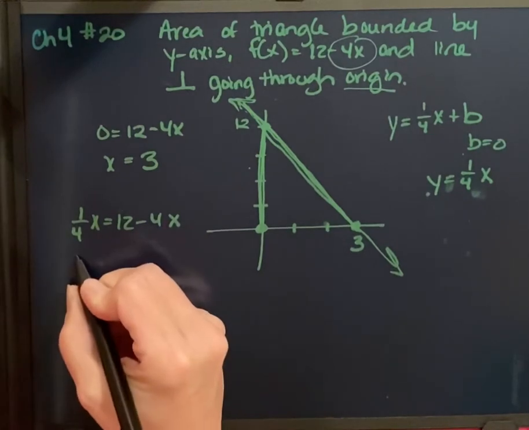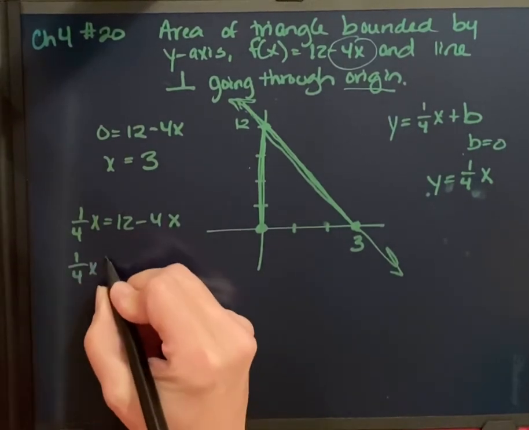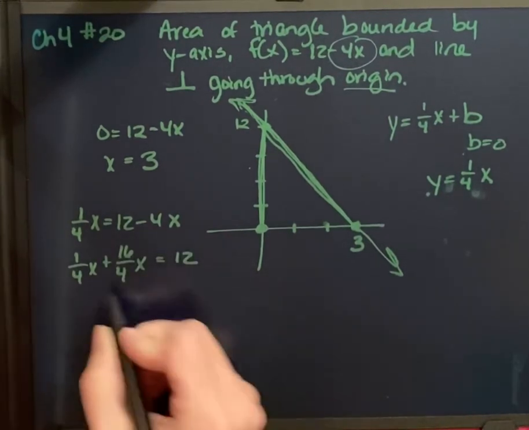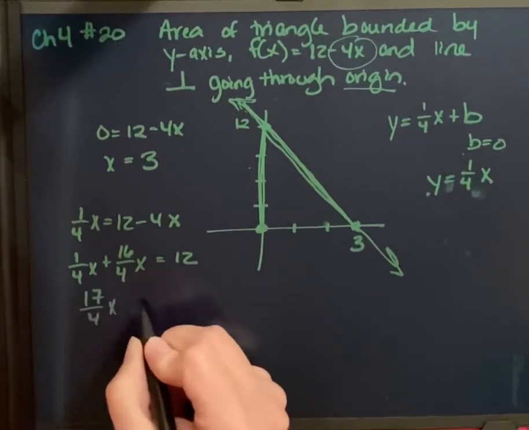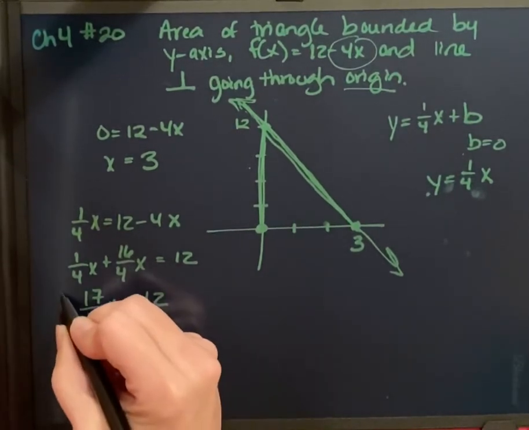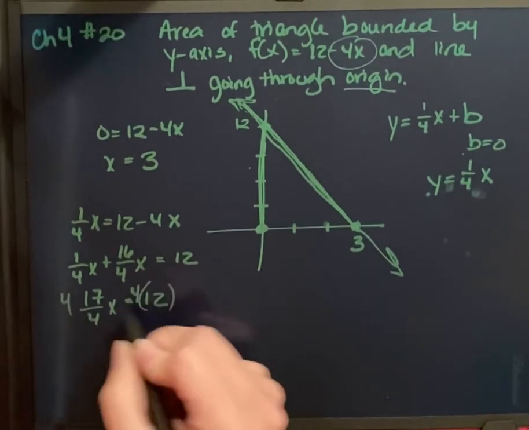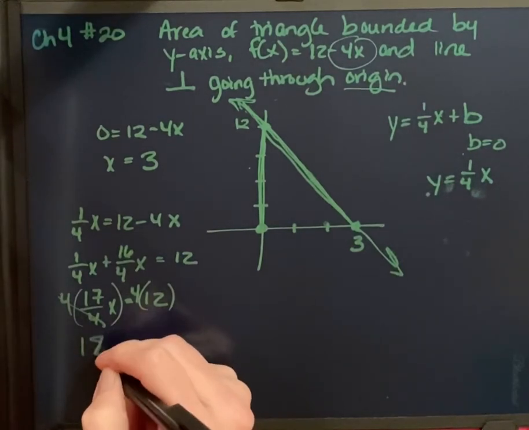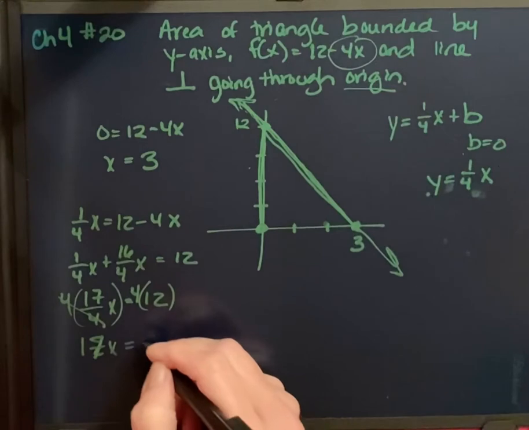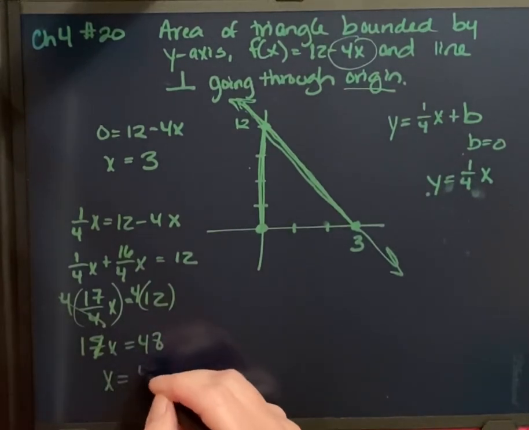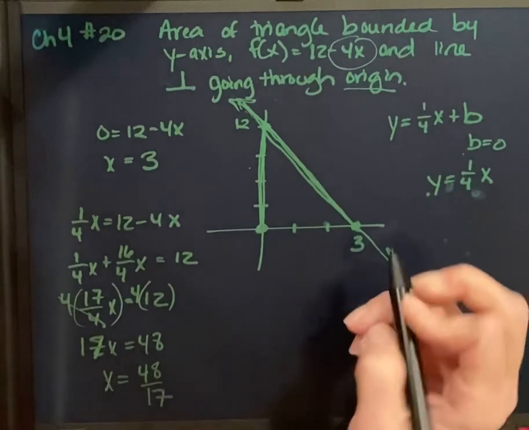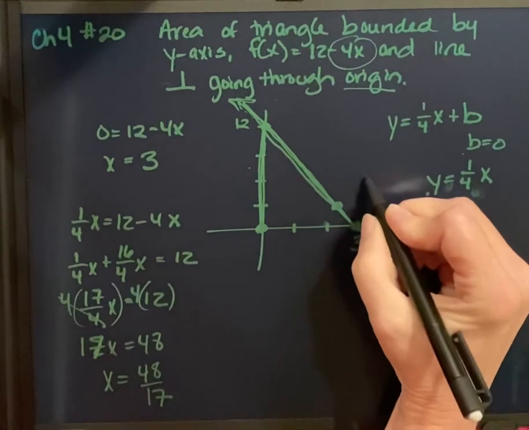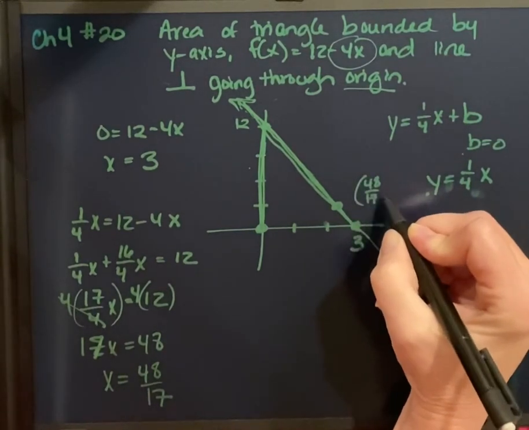So we've got, sorry about that, 17x equals 48, or x equals 48/17. So wherever this point is, we know that x value is going to be 48/17.